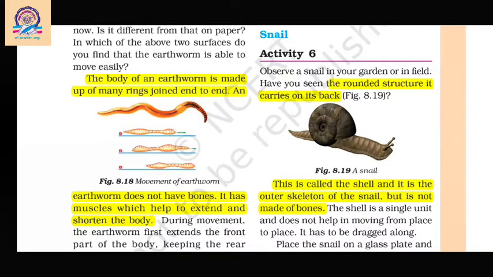Now the next animal is the snail. How does a snail move? Have you seen a snail? The rounded structure it carries on its back, as you can see here in figure number 8.19, is known as the shell of the snail. Okay, it is the outer skeleton of the snail, but it is not made up of bones. The point to remember, it is not bones, it is just an outer structure.